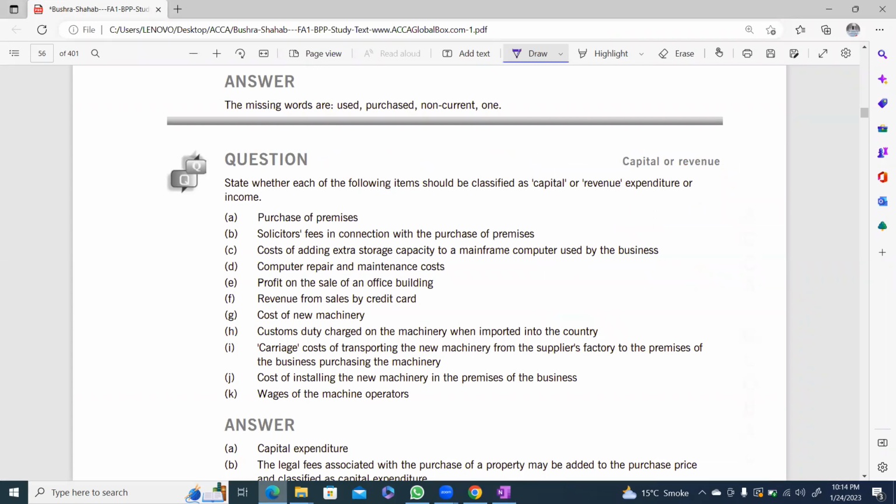Purchase of premises. Purchase of premises means, miss, capital expenditure, right? Premises is basically a building. Yes, miss, it's a non-current asset. Yeah, it's a capital expenditure, right?